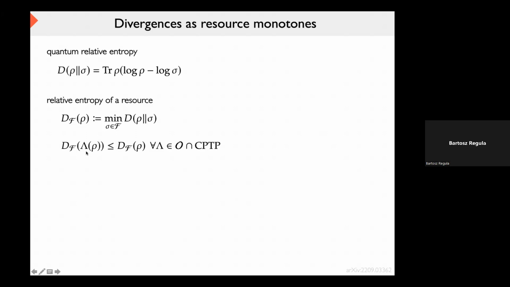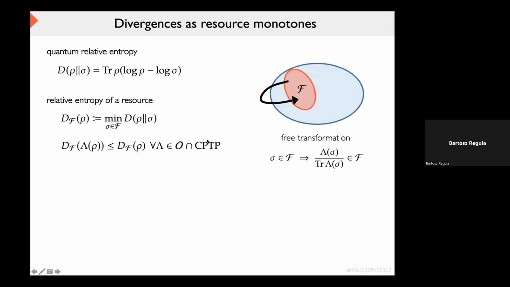And the point of this definition is that this is a monotone. So for all free operations of the given theory, or free channels of the given theory, this cannot increase. And this allows us to apply it in constraining transformation rates. Following this idea, the free operations that we consider in this work, which I haven't yet defined, will be as follows: a free operation is any transformation which takes a free state to a free state, probabilistically.